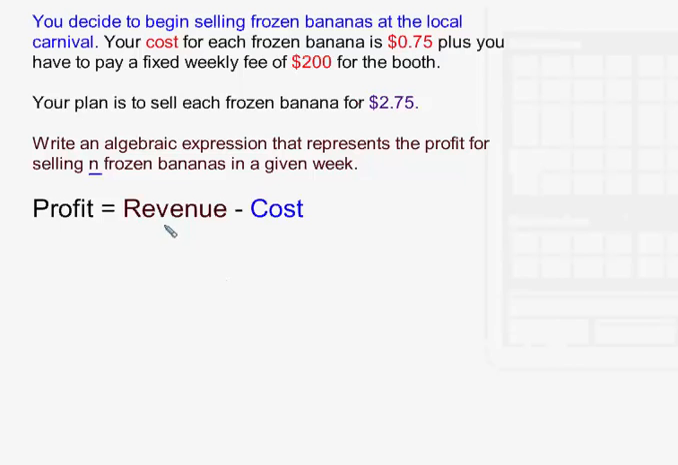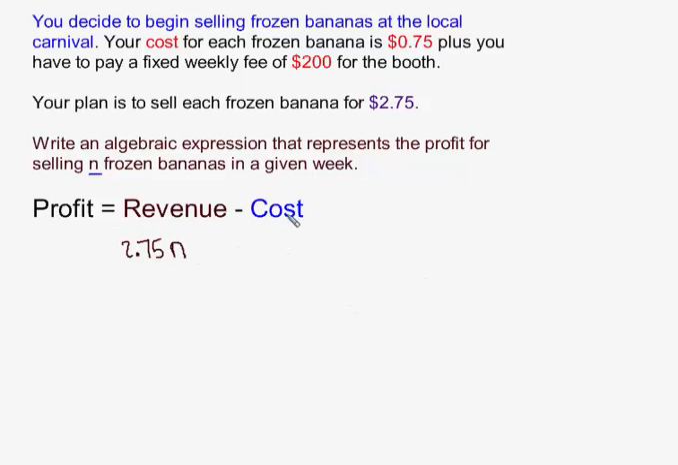So to write an expression for my revenue, I can take the number of bananas I sell, which is given to be n, and multiply by how much money I get by selling each one, which was given to be $2.75. So this expression represents the fact that I sell n bananas, and each banana I sell, I get $2.75. So this multiplication would be how much money I get from selling my bananas. But to figure out how much money I get to keep, my profit, I have to subtract off my costs.